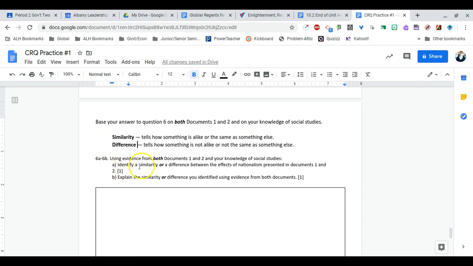From this one, you need to do 2 things, and this is a 2-point question. See how it says 6A, 6B, 1 point, 1 point. You get a point just for identifying a similarity or difference. One similarity is blah. One difference is blah. And then you get a second point for explaining it. This is a similarity because in document 1 they do this, in document 2 they do this. This is a difference because in document 1 it shows this, while in document 2 it shows this. So make sure that you are doing all of those pieces. But if you just identify it, you still will get a point. If you just explain it but you don't give a clear identification, you can still get a point. So don't leave your CRQs blank.